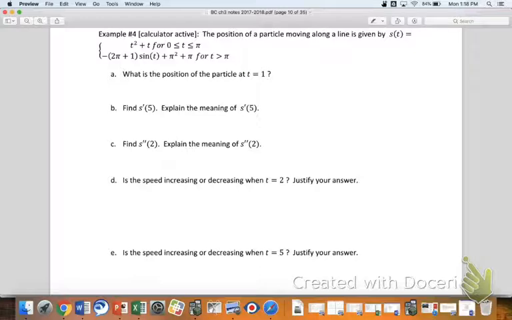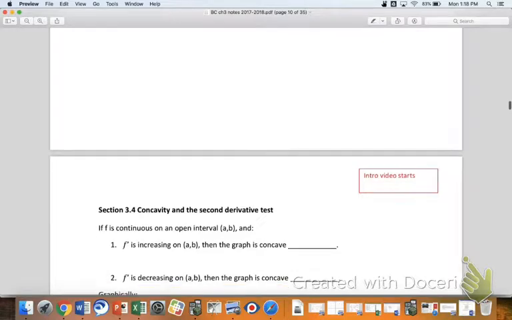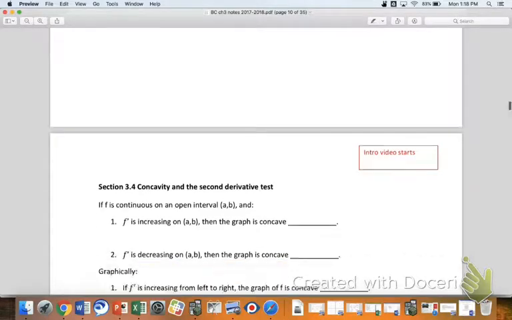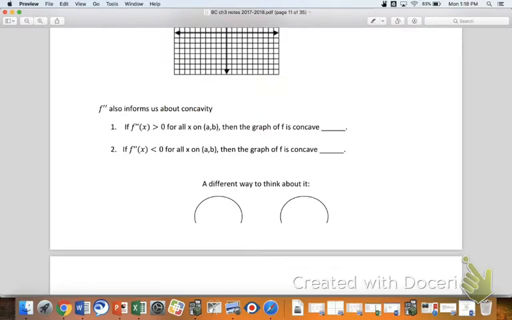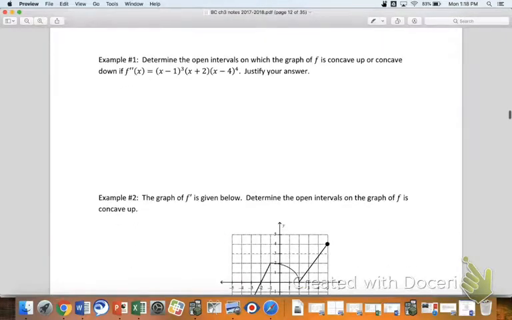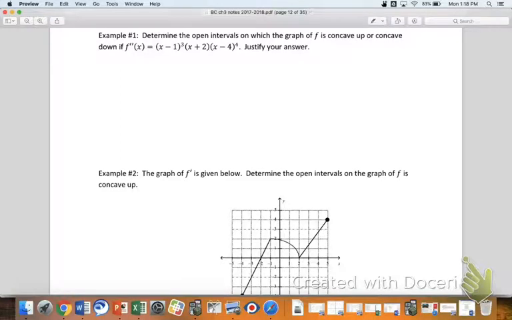Maybe also the question, a thought, concern? All right. So then you guys had an intro video regarding concavity and how that works with second derivatives and first derivatives. Smiley face thing. We did not do example number 1, did we? In the video? Okay, I didn't think so. All right, let's do example number 1.